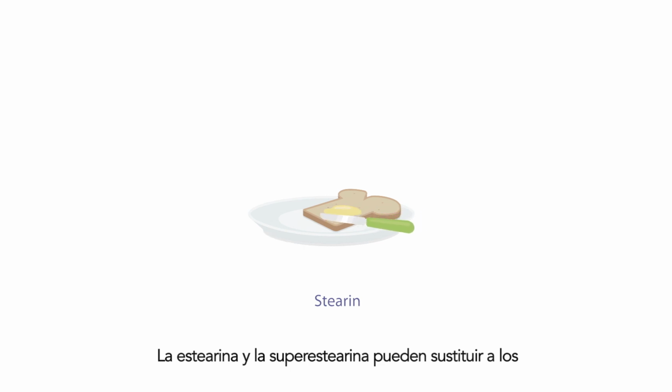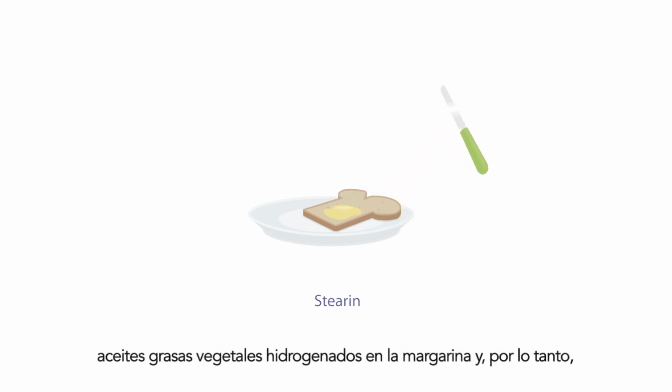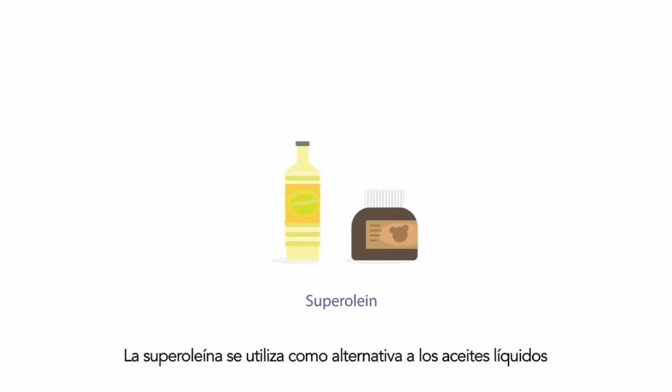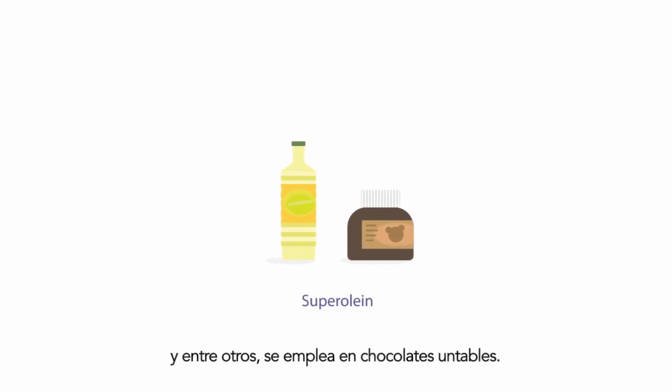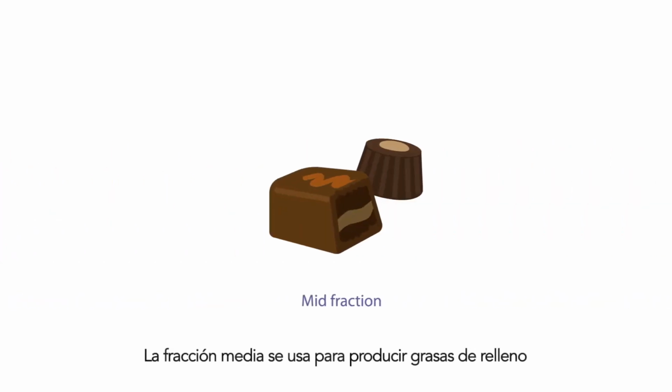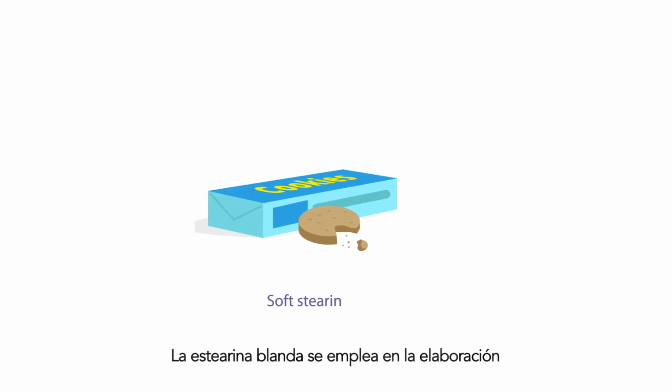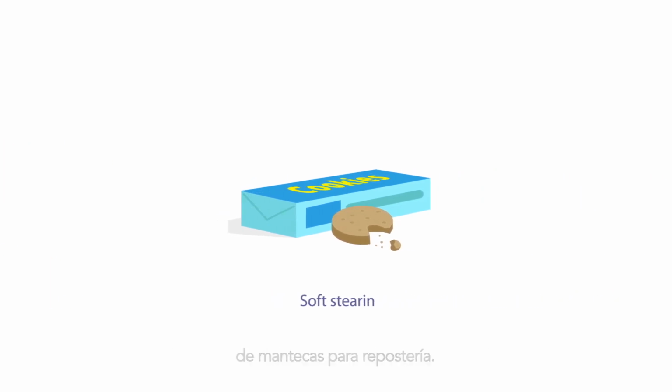Stearin and superstearin can substitute hydrogenated vegetable oils and fats in margarine, and thus contribute to lowering of trans fatty acids to very low levels. Superolein is used as an alternative for liquid oils, and among others used in chocolate spreads. The mid-fraction is used to produce filling fats and cream fats. Soft stearin is used to make bakery shortenings.